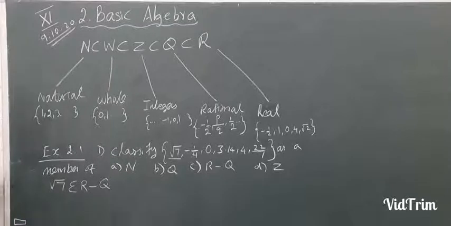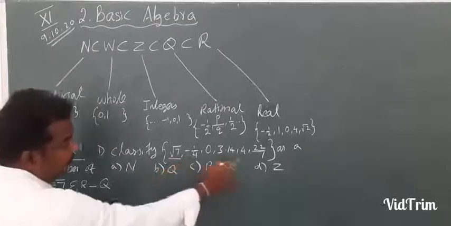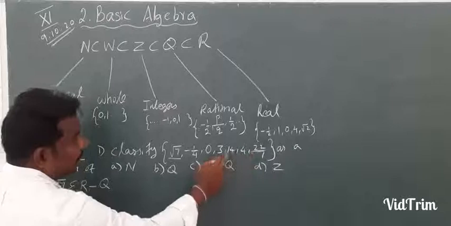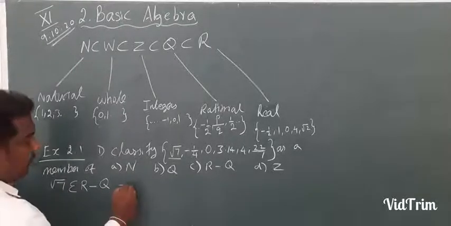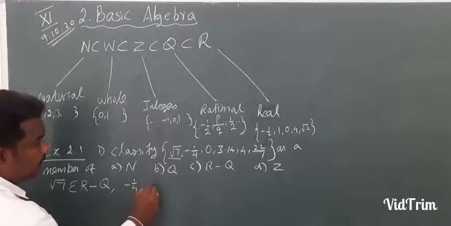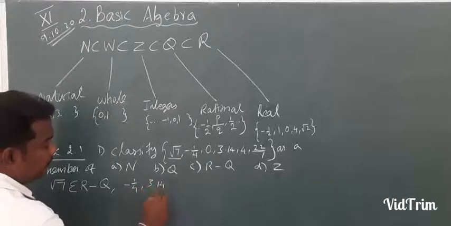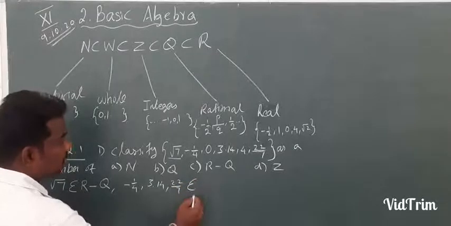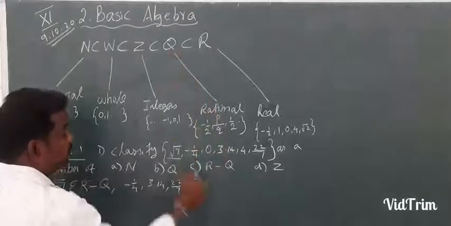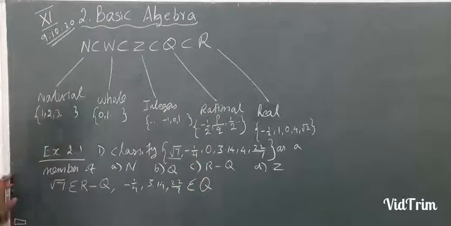And minus 1 by 4 is a p by q form. 22 by 7 is also p by q form. And 3.14 is also a decimal, that is also a rational number. So we denote minus 1 by 4, 3.14, 22 by 7 belong to rational numbers, that is Q. I hope you understand.